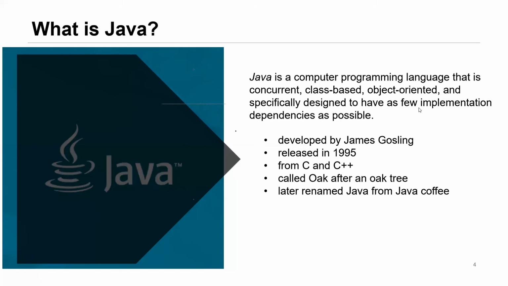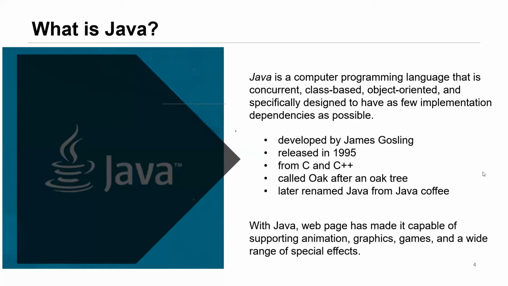Java was originally designed for interactive television, but it was too advanced for the digital cable television industry at the time. The language was initially called Oak, after an oak tree that stood outside Gosling's office. It went by the name Green later, and it was later renamed Java from Java coffee.